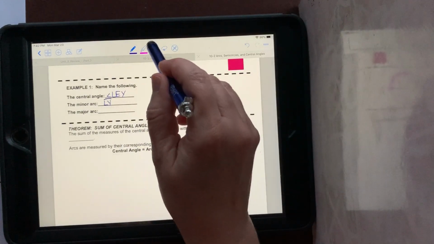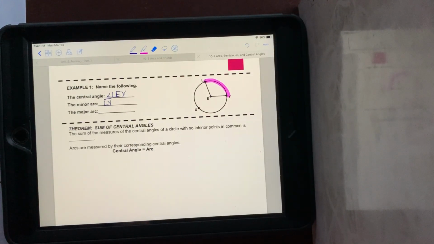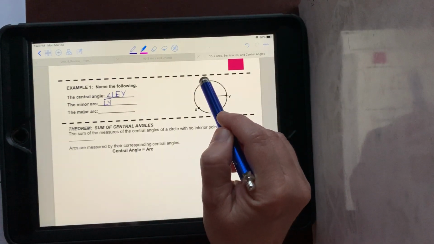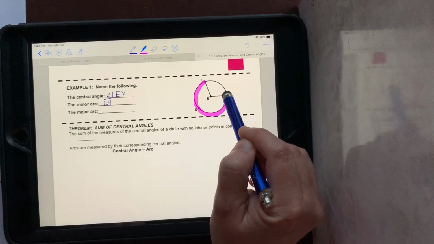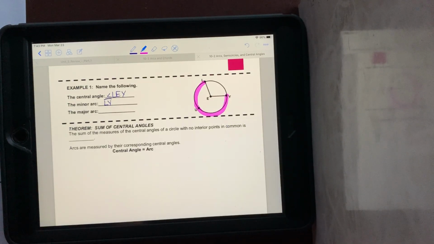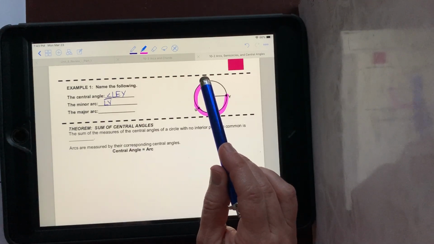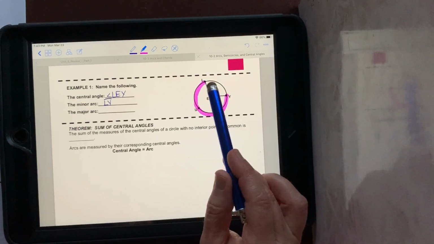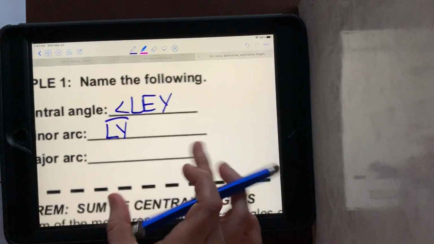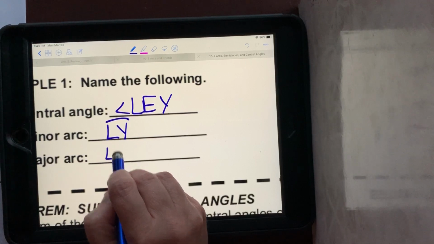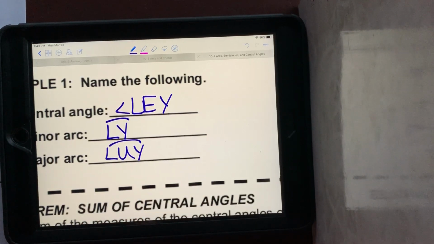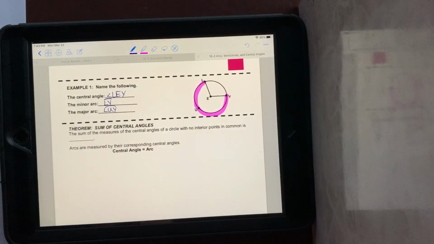Major arc, we need to include three letters, and it has to be over half the circle. So we could go this direction. There are a couple ways we could probably do that, but this is the one we're going to choose for tonight. So we would connect, just kind of like we do an angle, LUY. We could reverse that too, but I'm going to go LUY. And again, because it's an arc, you have to put the arc symbol above it. It looks just kind of like an eyebrow.